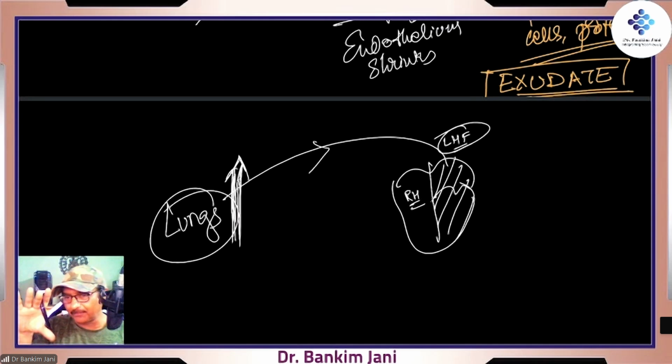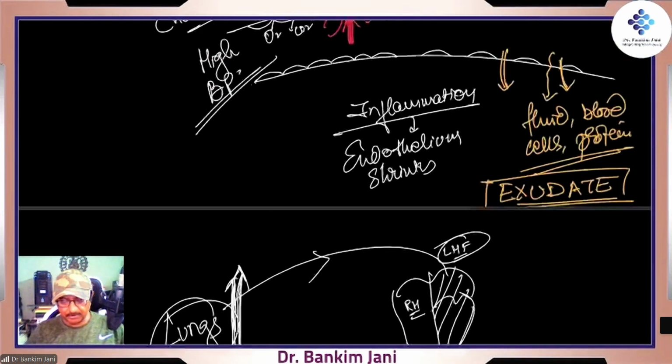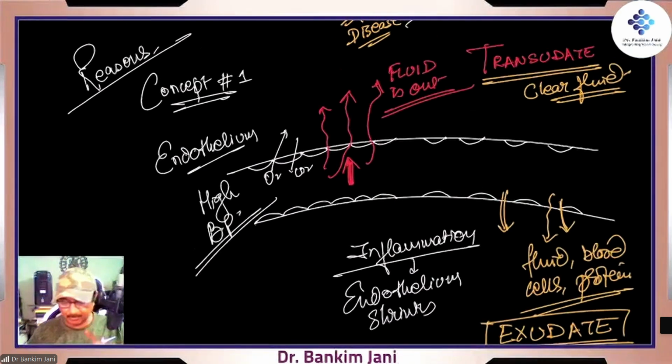Now that test tube, another case, which is a dirty color. There is some red fluid also seen. That means this patient is having inflammation. It is the exudate. So that's the importance of transudate and exudate. So this was the first concept, concept number 1 for today.